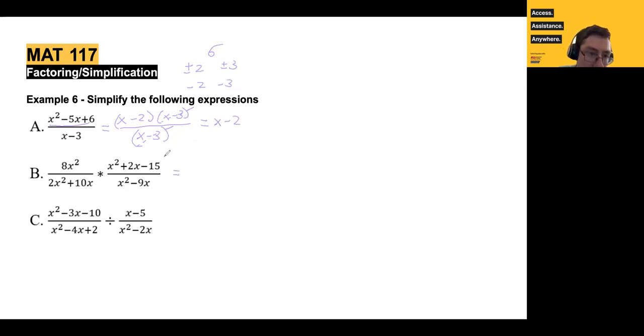So first I would notice, let's just first factor out the 2x squared plus 10x. We can only factor out 2x out of that. So there's an x plus 5.